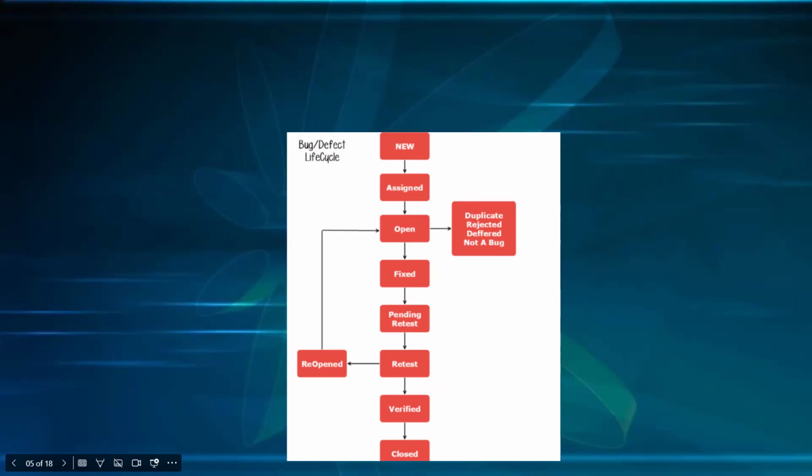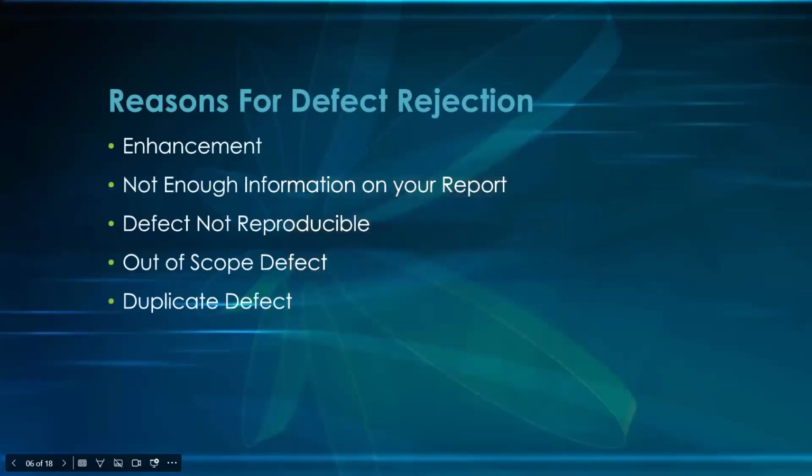If you also notice on the other side, we have duplicate. When a bug is new, assigned, open, then there's duplicate, there's rejected, there's deferred, not a bug. So we'll touch on all these as we move along. Next slide, please. I hope we are with our notes, please.